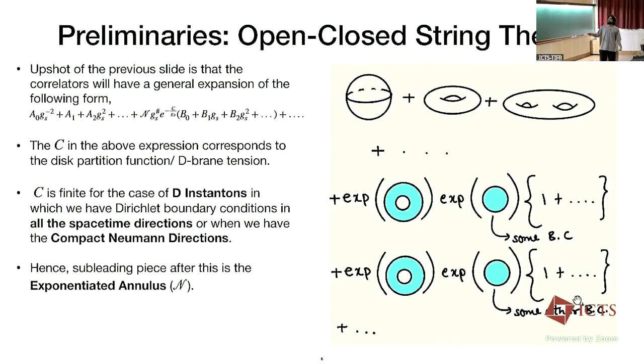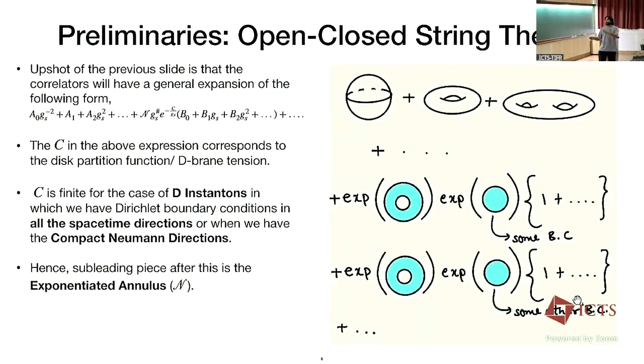It all comes down to the fact that such effects don't have a good small g_s expansion. In the above expression, this C corresponds to the disk partition function, or the D-brane tension. If you have a D-brane, there will be a corresponding tension, or people call it D-brane mass as well. So the other series will be suppressed. The C characterizes the suppression we have of this other series. So this C is related to that.